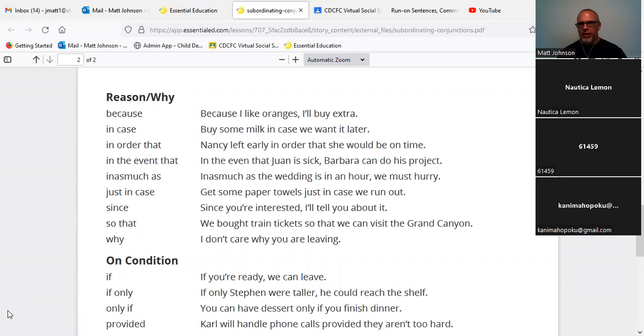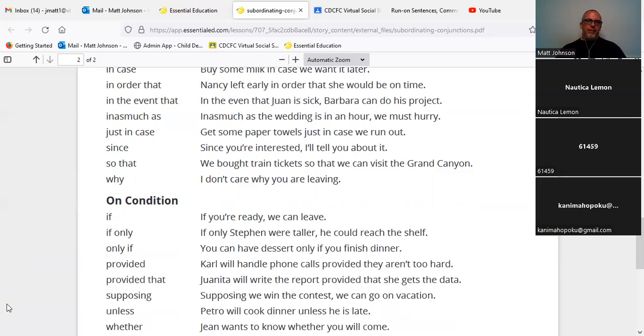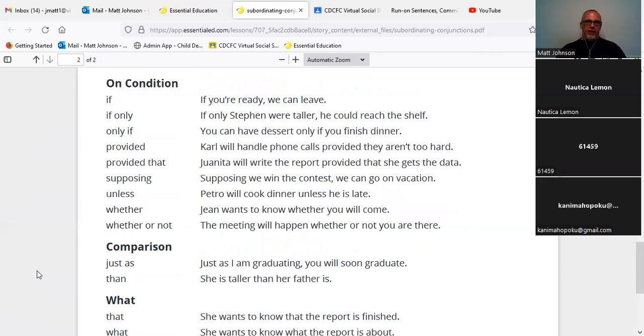And you can see, same thing for all of these. Since is one that you'll see a lot, because or since, in case of, in case. I don't care why you are leaving. Why? Not always starting a question. It could be in the middle of a sentence. Conditionally, if, then, those types of statements. If only Stephen were taller, he could reach the shelf. So you can start to see the idea here.